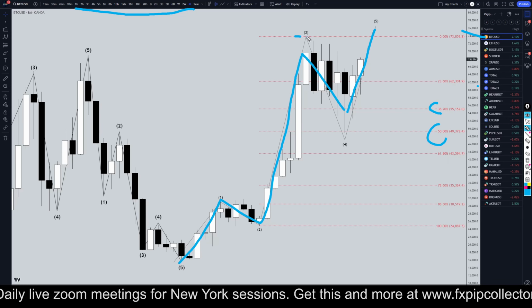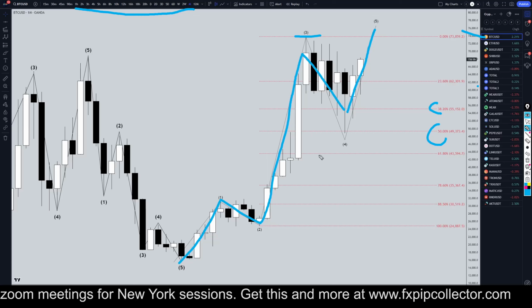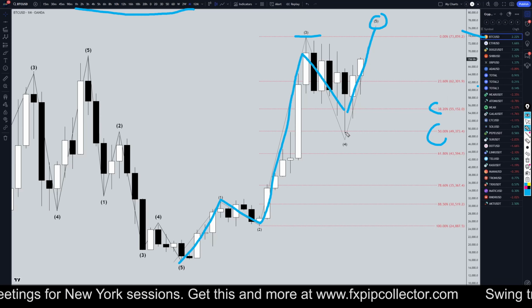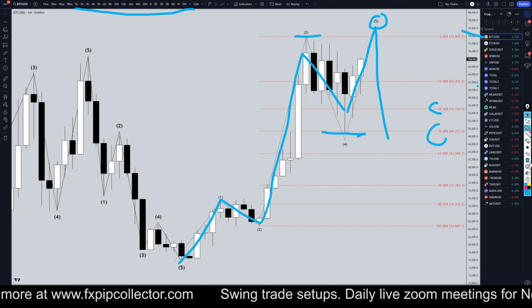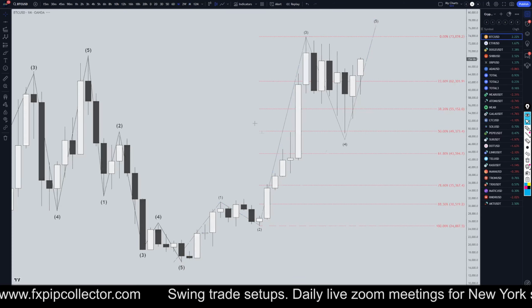Most wave 5s do take out the higher wave 3, but you have to keep in mind if this really is a wave 5, which it really looks like it is, once the wave 5 is complete, it probably will make a very, very dramatic push to the downside and take out the low of wave 4 at least. So anyways, taking it down to the weekly time frame.